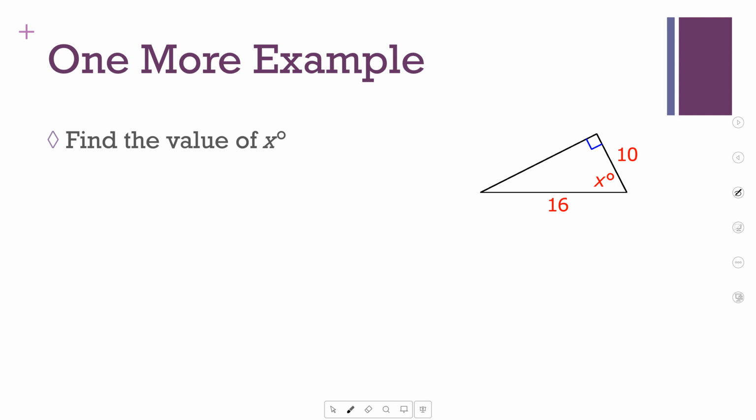By the way, with that picture, would I use sine, cosine, or tangent? Cosine, adjacent over hypotenuse. However, if you don't like cosine for some reason, you could solve for the third side and use sine or tangent.